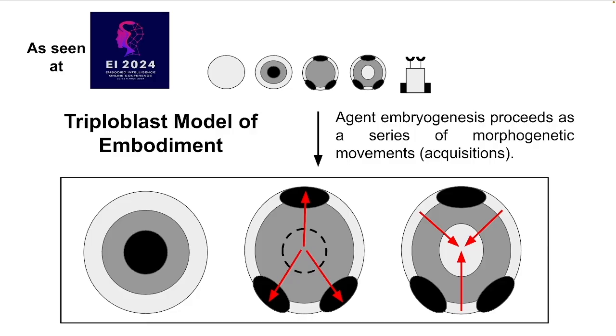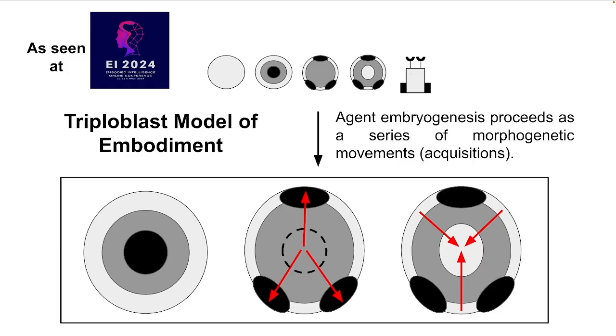So one of the things we're aiming for here is something that we presented at Embodied Intelligence 2024. So I talked about agent embryogenesis. And what agent embryogenesis is, it's developing embodied agents. So we see here, if we look at the top sequence on this slide, we're developing a Braitenberg vehicle. And we're doing that from a single sphere, which is kind of like a fertilized egg.